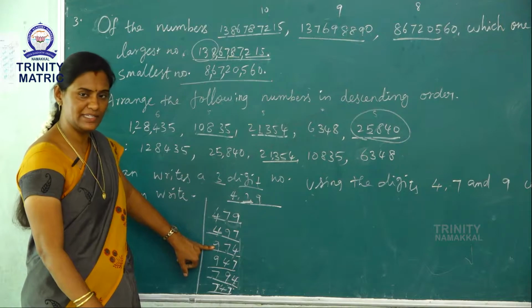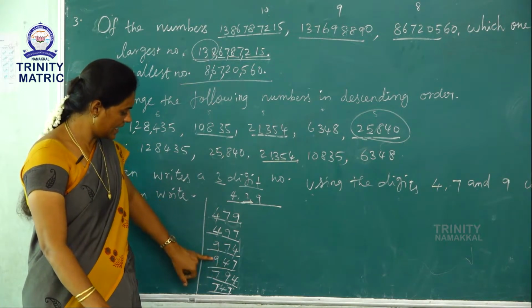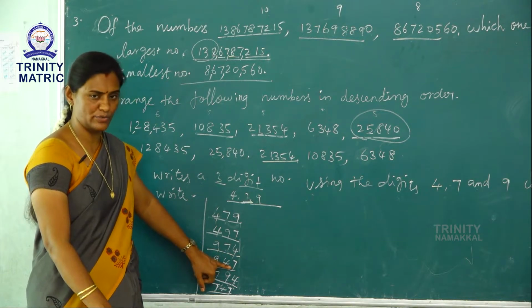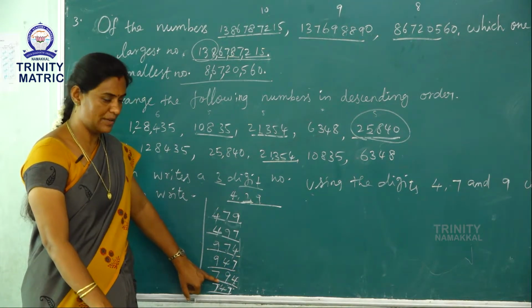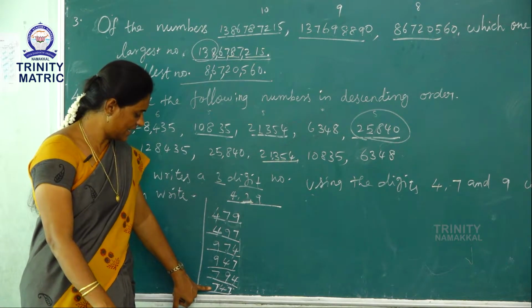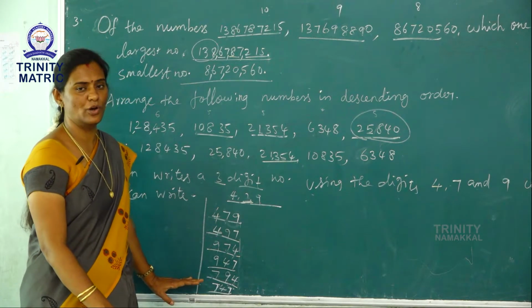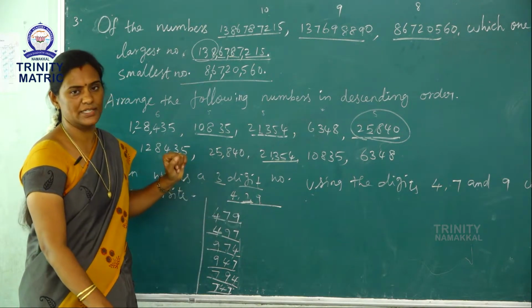Then we take 9 as the first number. Just you write the other two numbers. Then again 9 as the first number. Just you interchange these two numbers. Then 7 as the first number, you write the remaining numbers. Again you keep the 7 as first number. Just you interchange these two numbers. This is the possible order to write these 4 digits.